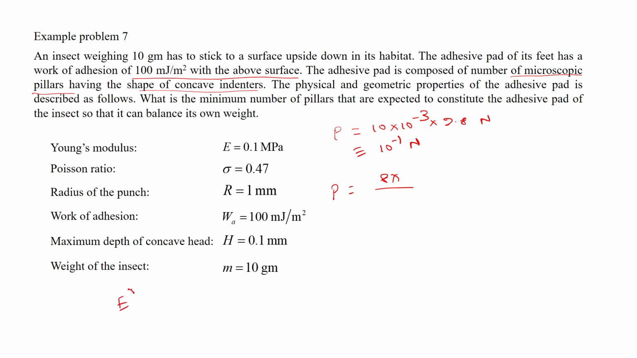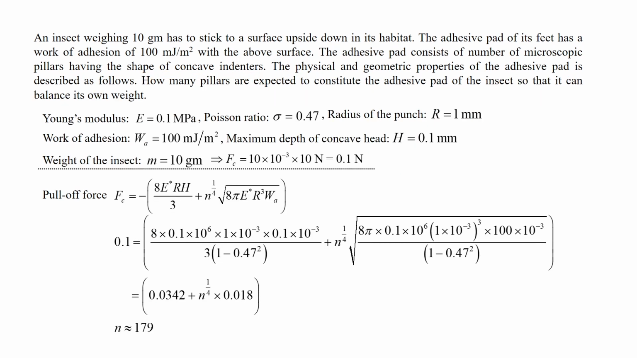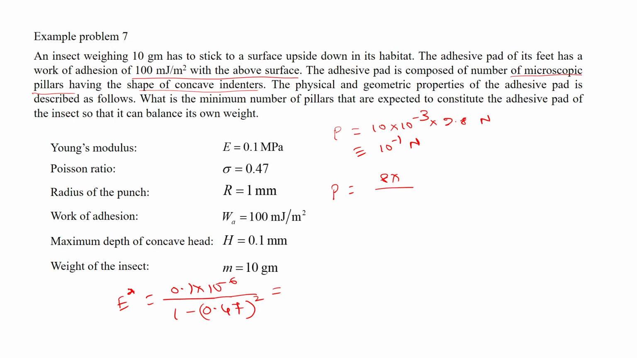So, let us say E star is equal to 0.1 into 10 to the power minus 6 megapascal, 1 minus 0.47 whole square. I do not know exactly how much it is, but it should come out to be some nice number. So, let us see. E star, I did not find out separately, but that is okay. So, E star is like this. Let me keep the E star into R into H. R is equal to 1 millimeter, 10 to the power minus 3, and H is equal to 0.1 millimeter.